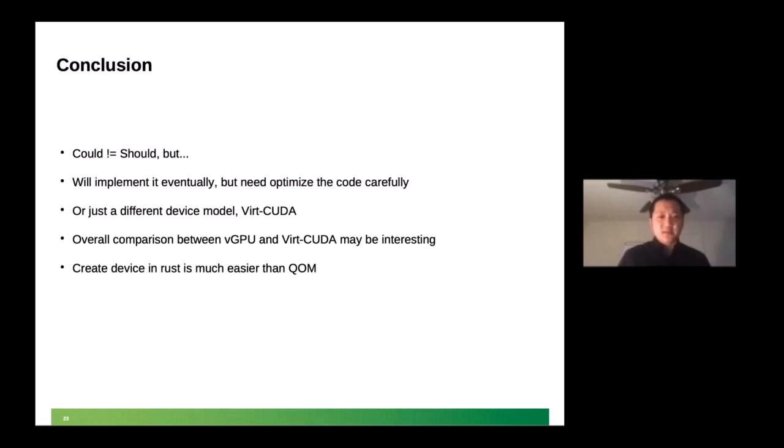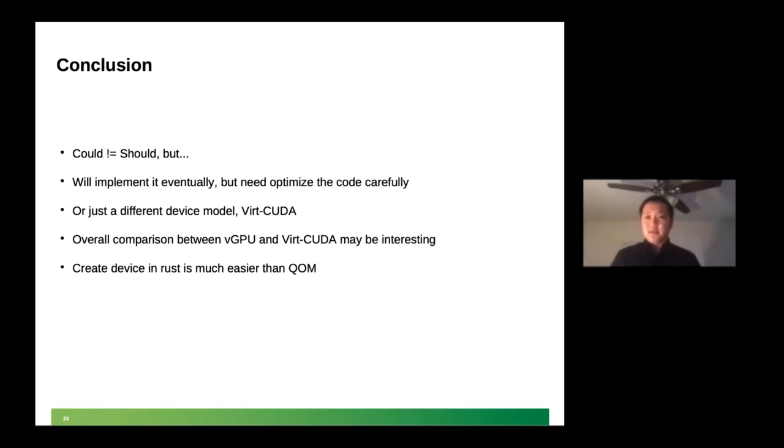So for this one, I will still implement it eventually, even if not for Firecracker. Maybe I'll design a new VMM based on rust-vmm, just for some VGPU scenario or AI machine learning scenario. That would be fun, but I really need to optimize the code carefully. Or, as we discussed earlier, just use a different device model. I think it's doable. I also did some research here. Some papers from school already implemented it in a different way. Here we just need to do it with Rust and KVM.